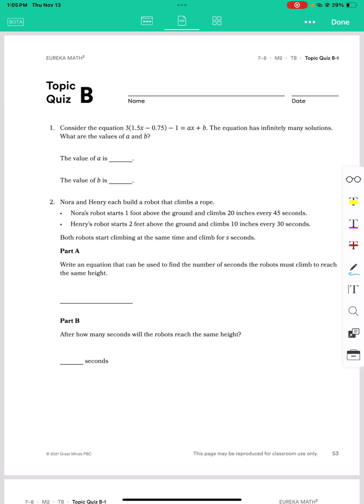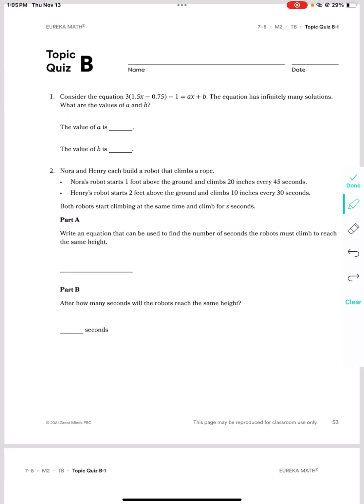Remember, with our questions, we want to box our verbs and underline what the verb is talking about. So when I read number one, it says, consider the equation 3 times (1.5x minus 0.75) minus 1 equals ax plus b. The equation has infinitely many solutions. What are the values of a and b? So my verb here would be consider. And what am I considering? The equation.